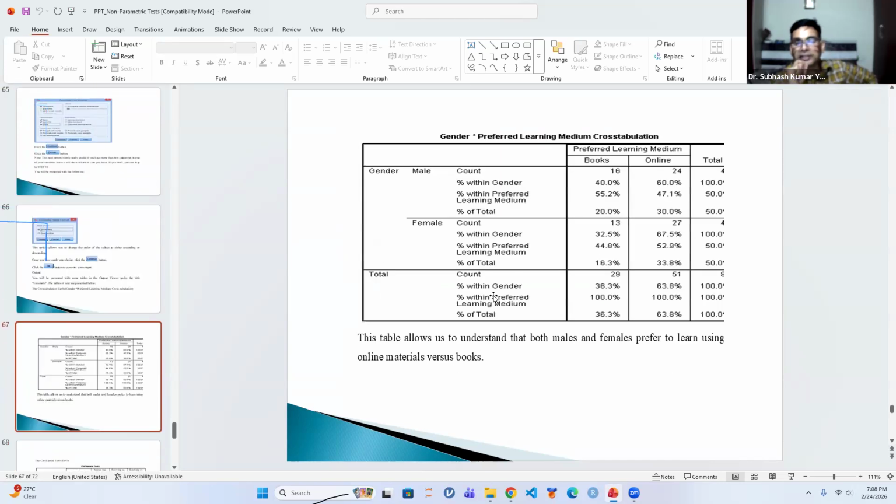So this type of table will be given. So you can see here male. Here gender is grouped in two groups, male and female, and the preferred learning medium is books or online. That is, books means offline, and this is online. So you can see here there are 60 persons who are male and like books reading, and similarly, there are 24 persons who are male and prefer online. So this is the distribution of that.